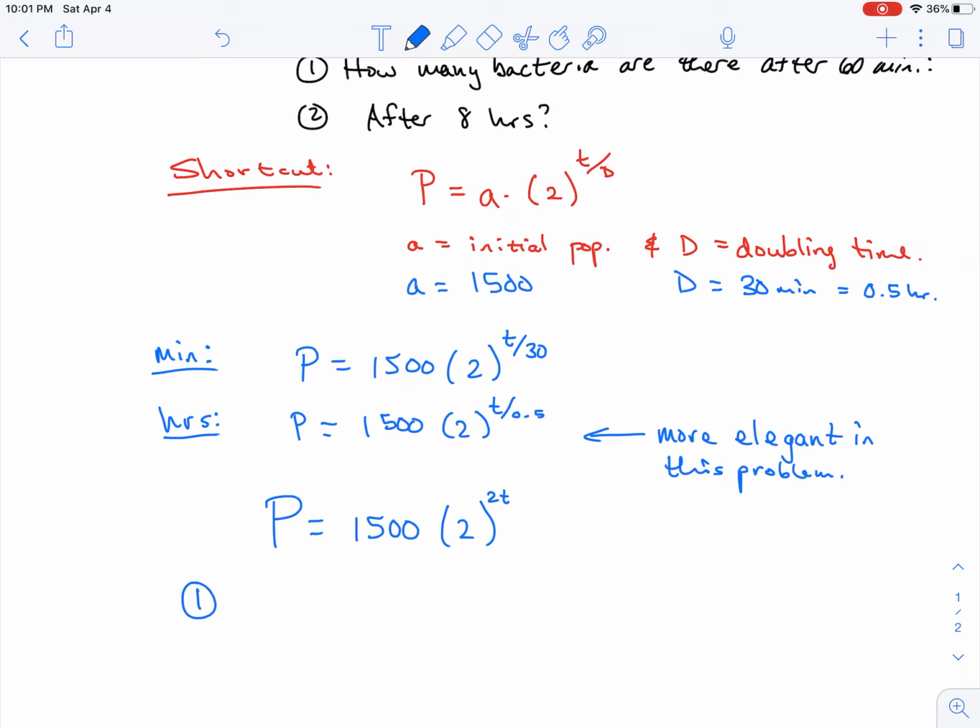So in task 1, 60 minutes is equal to 1 hour. And so we'll plug in 1. This is P is 1,500 times 2 to the 2 times 1, which is 2 to the 2, which is 4. 4 times 1,500 is 6,000 bacteria.